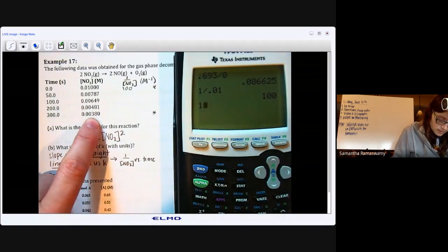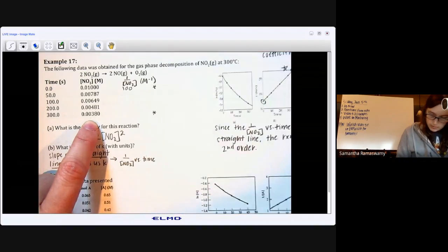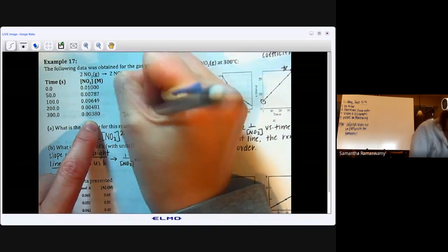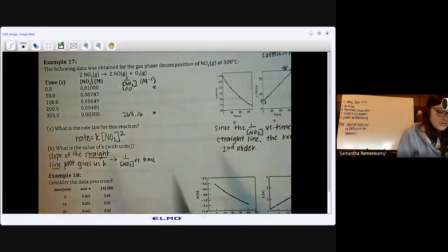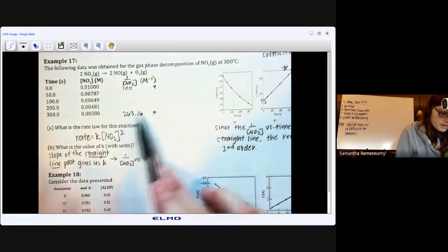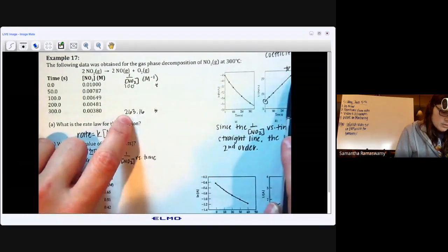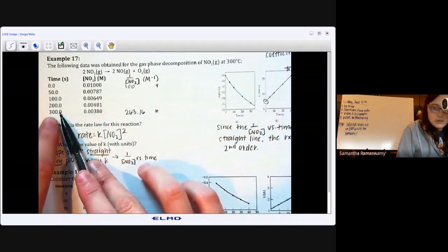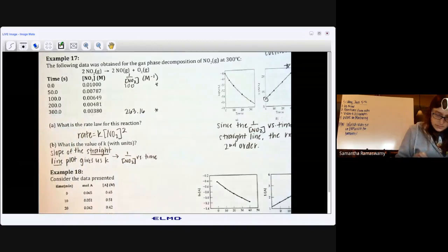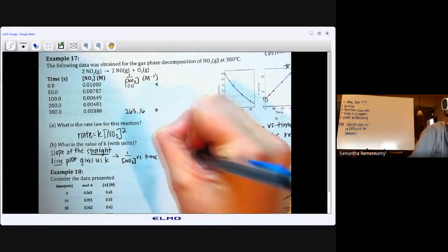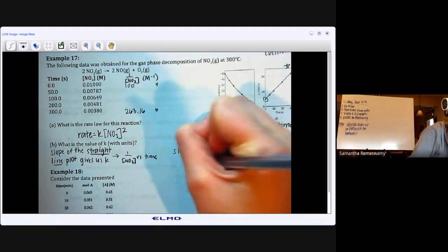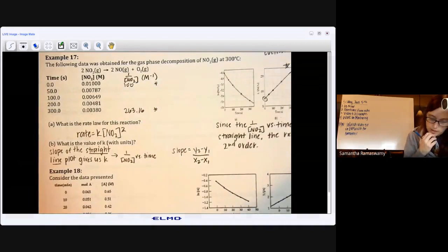1 divided by 0.0038 is 263.16. So now here is my Y, 263.16, Y2, Y1, X2, X1. So my slope is Y2 minus Y1 over X2 minus X1.